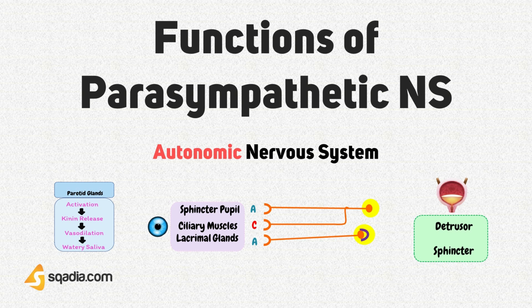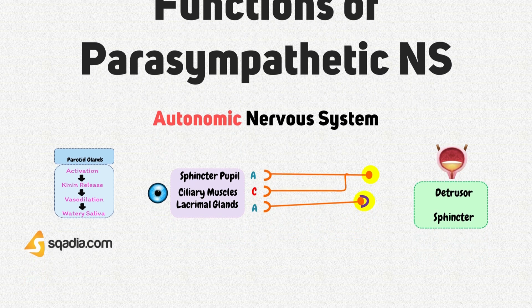In this section, we will talk about the function of the parasympathetic system in detail. As we have already discussed the organization of the parasympathetic nervous system, let's zoom in on the first portion of the parasympathetic nervous system.